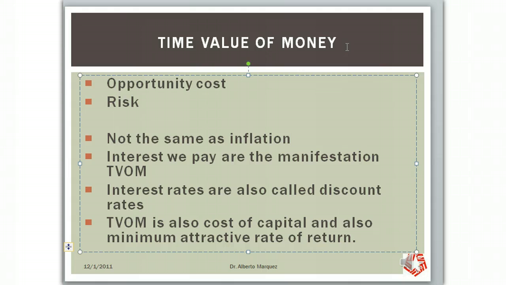One way that time value of money is manifested in society or in our everyday transactions is the interest we pay when we buy something on credit. Also, we have interest rates. The interest rates are also called discount rates, and that's another term that I'm going to be using. And the time value of money can also be called the cost of capital or the minimum attractive rate of return. These two last terms, cost of capital and minimum attractive rate of return, will be explained in more detail later.